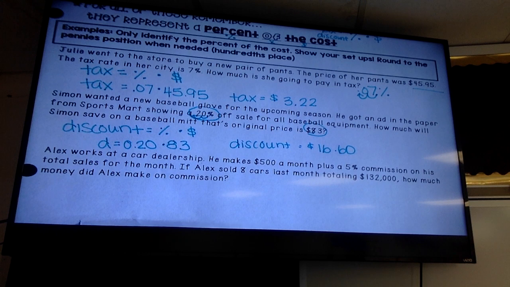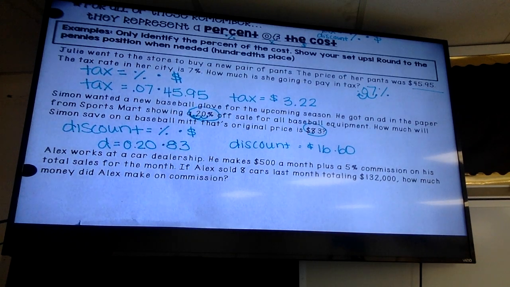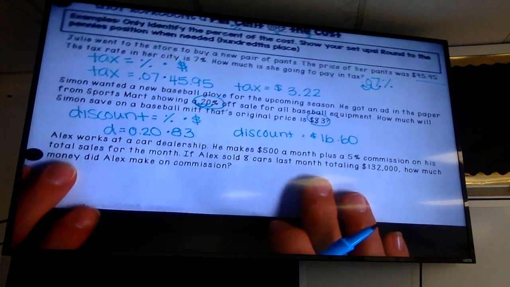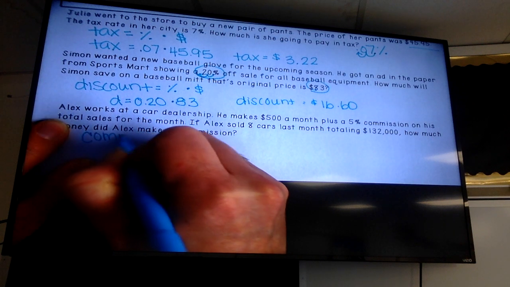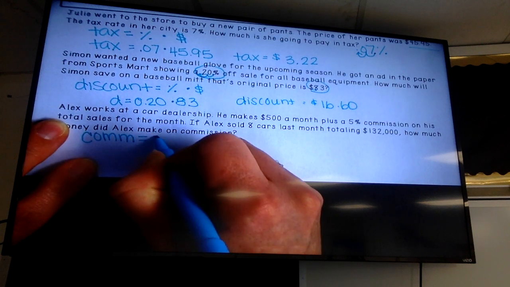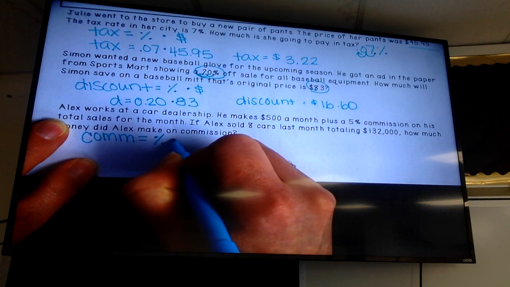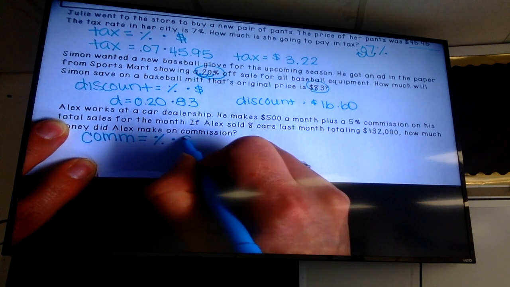All right, one more time. Alex works at a car dealership. He makes $500 a month plus a 5% commission on his total sales for the month. If Alex sold 8 cars last month, totaling $132,000, how much money did Alex make on commission? Okay, so again, commission is just like everything else. A commission is a percent of the cost.